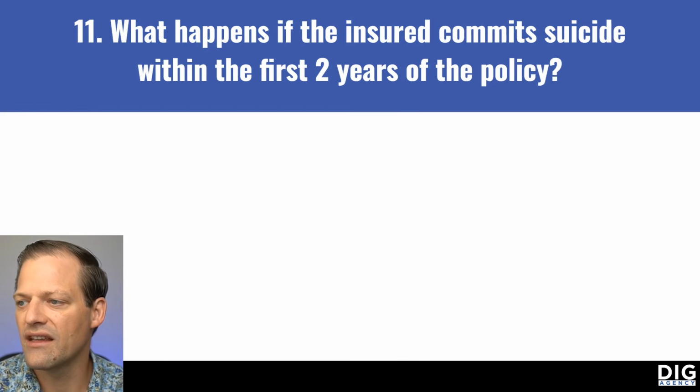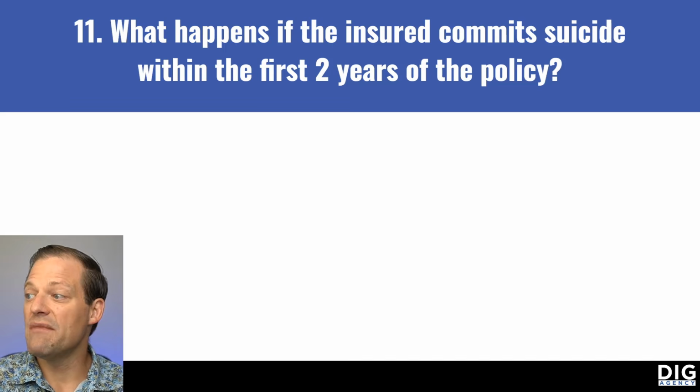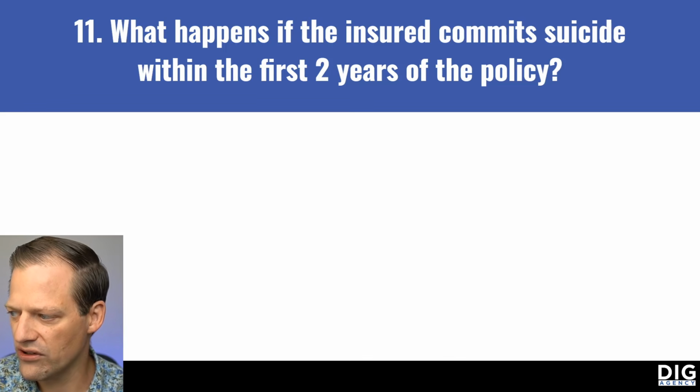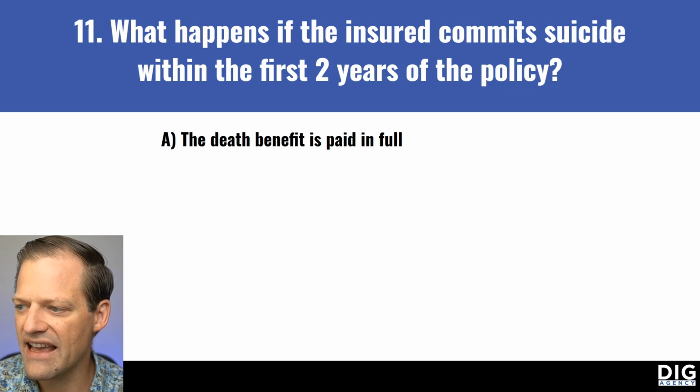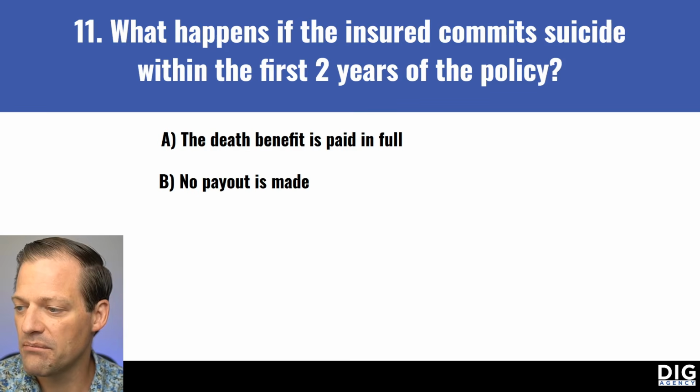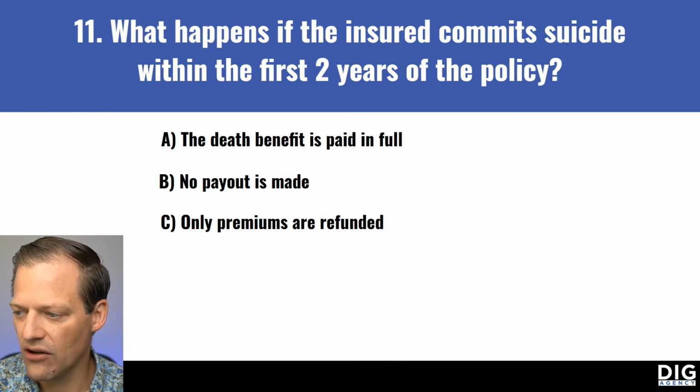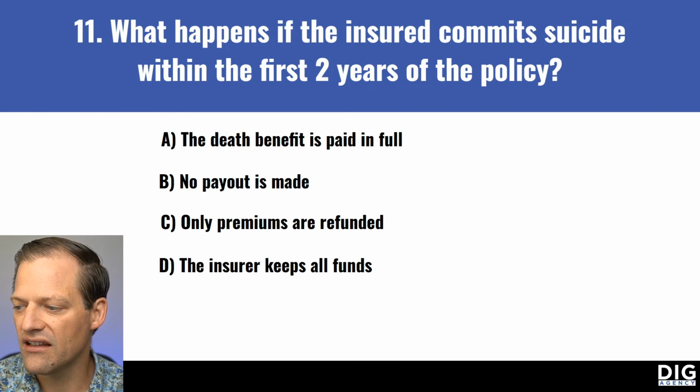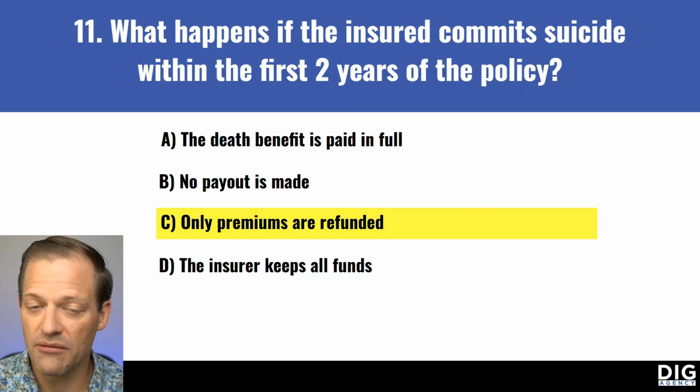Now let's continue. What happens if the insured commits suicide within the first 2 years of the policy? A, the death benefit is paid in full. B, no payout is made. C, only premiums are refunded. Or D, the insurer keeps all the funds. The answer is C, only the premiums are refunded.